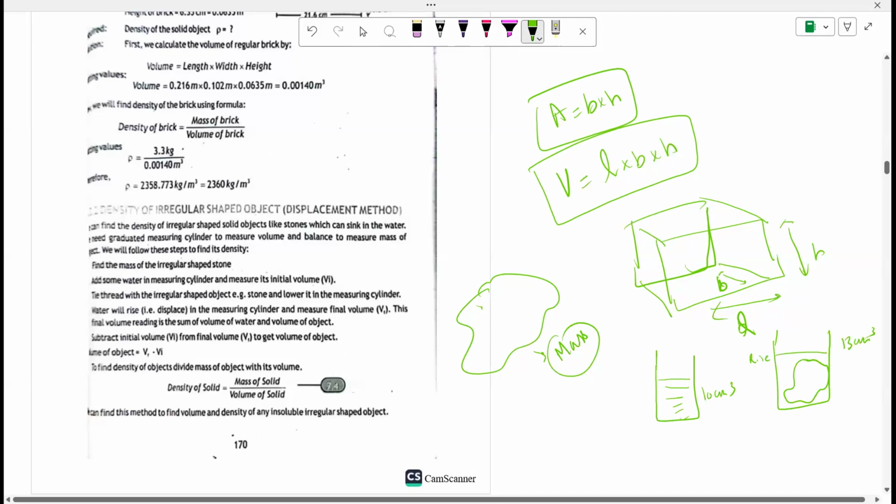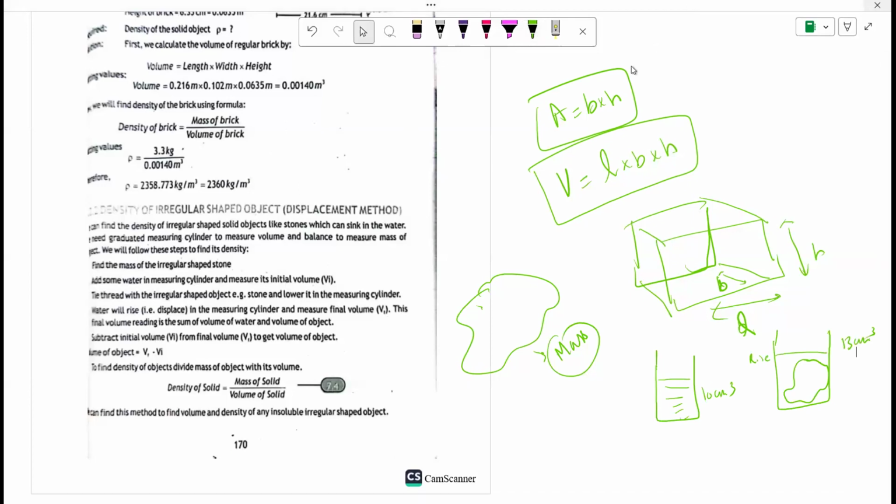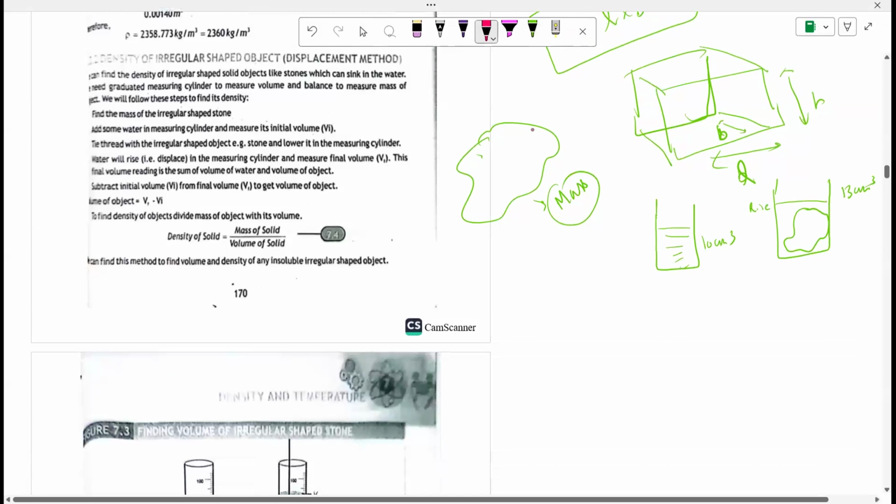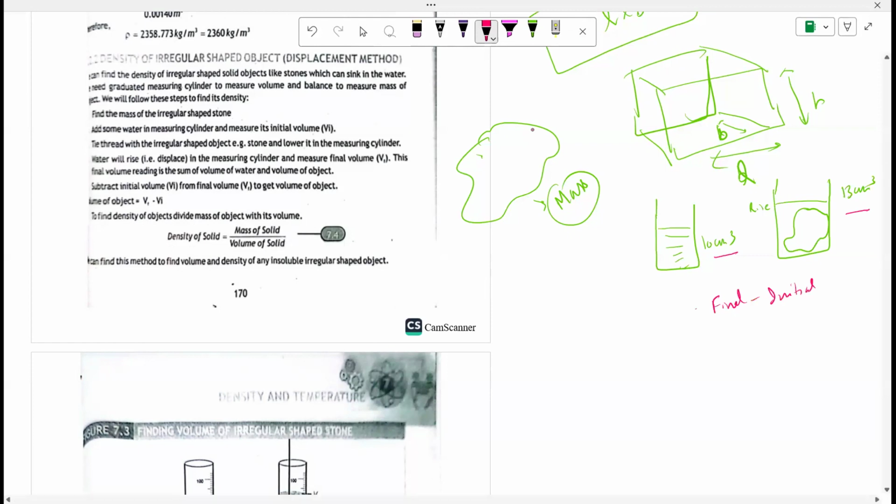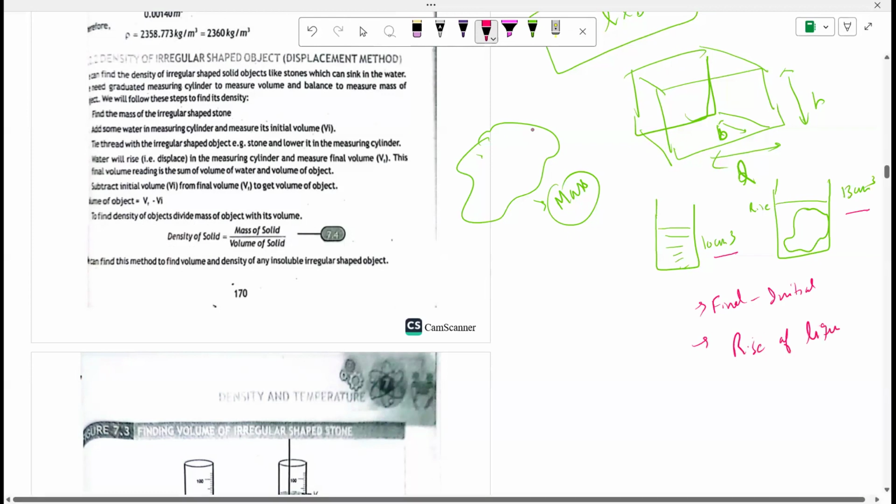So what would be the volume of the object now? Before putting the object, the volume was 10 centimeter cube. After putting the object, the volume came out to be 13 centimeter cube. So the volume is 3. So the volume of the object is only 3 centimeter cube. There are two ways through which we can find out the volume. The very first and very easy is final minus initial, or we could just look for the rise of liquid. That would be the volume of the object.